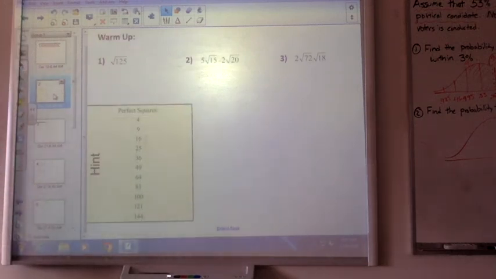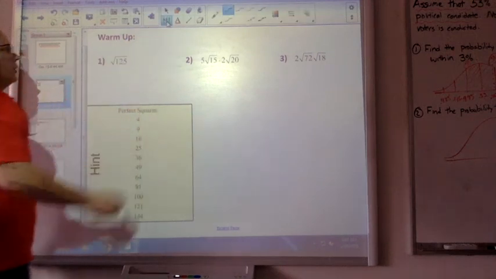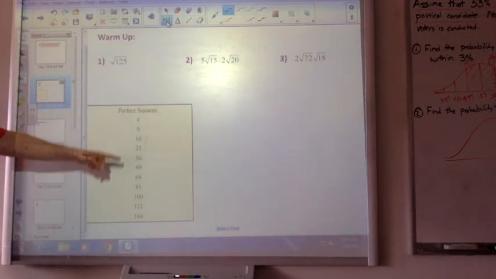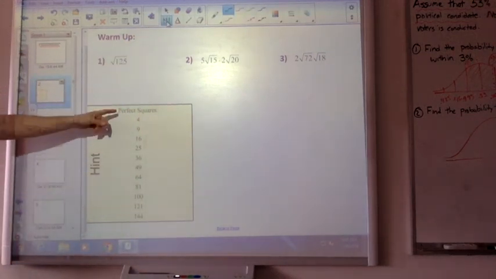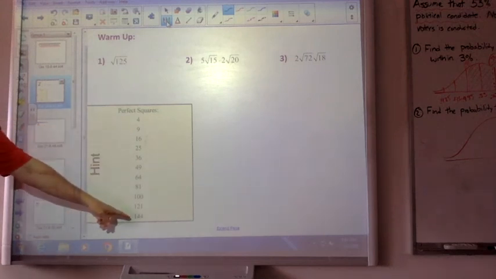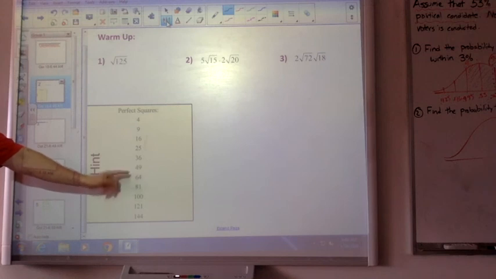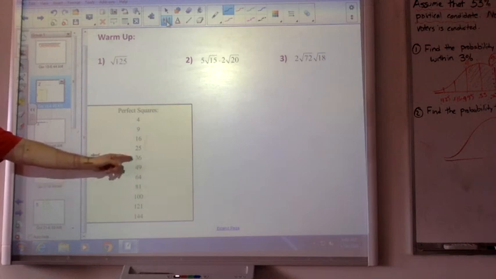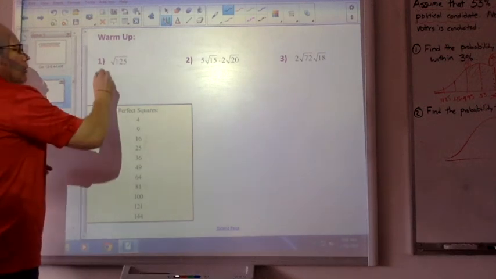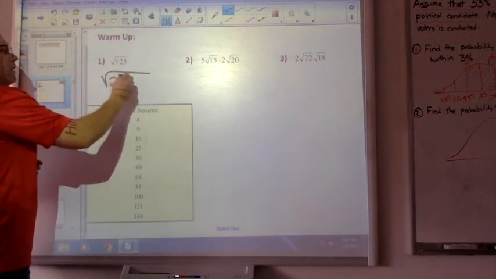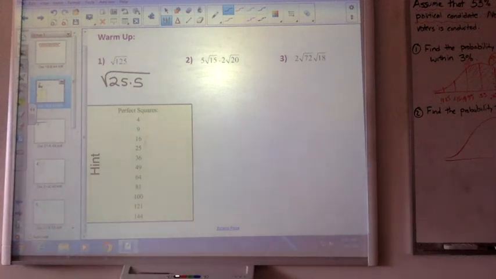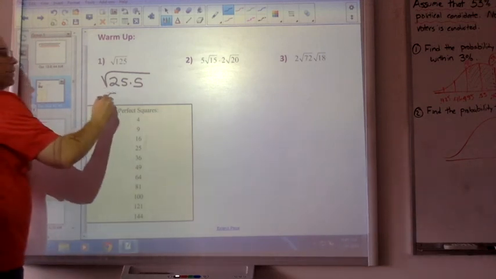Okay, so let's talk about 125. Which one of these is going to work with 125? 4? Well, let's go to the bottom. 144, nah. 121, no. 100, no. 81, probably not. 64, what's going to work? 25. 25 definitely works. So this is the same thing as 25 times 5. What's the square root of 25? 5. So I get 5 square root 5.